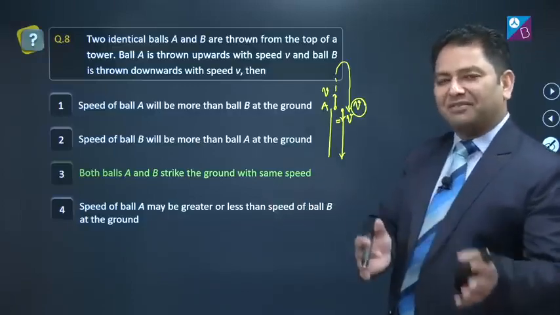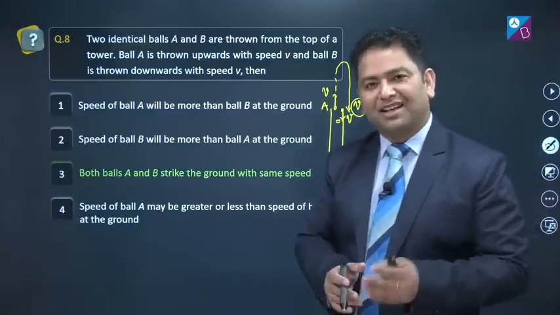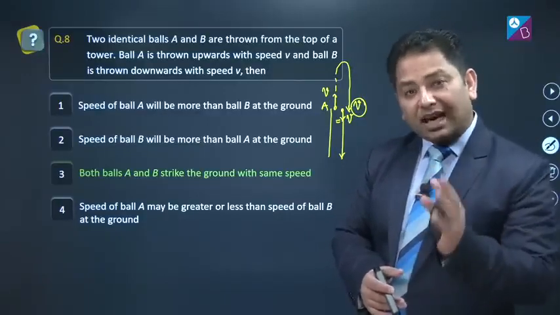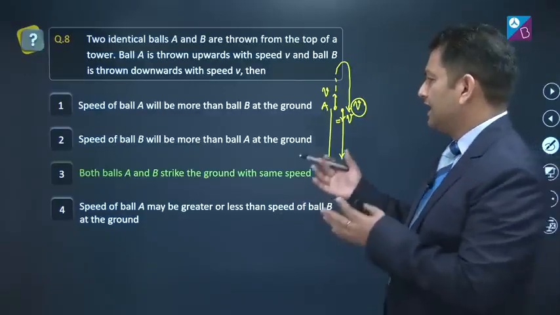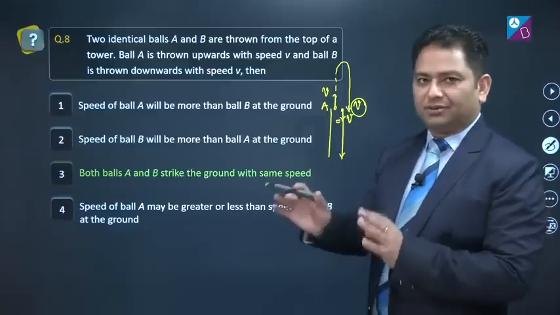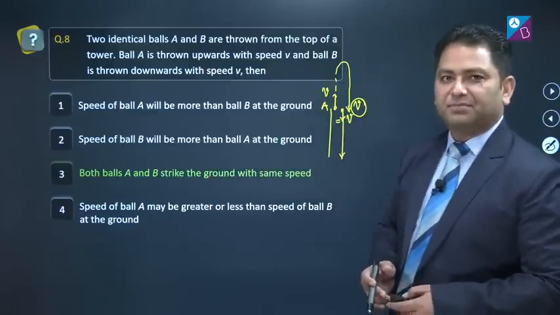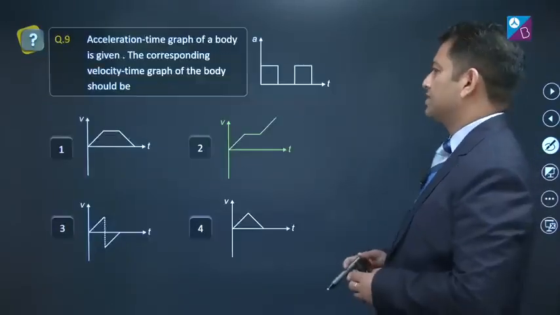इसका मतलब eventually जब दोनों ground में पहुंचेंगे, दोनों की speed same होगी. Speed will be same, remember, time will be different. Of course, A will take a larger time. ये बात तो सच है. But as far as speed is concerned, both will have the same speed. Let's go for question number 9.